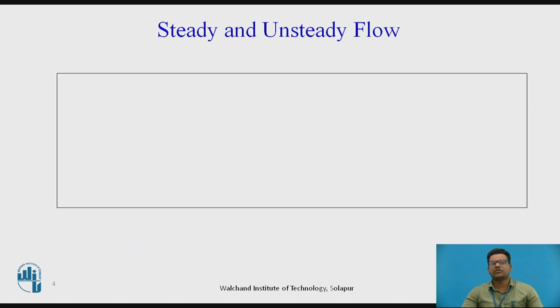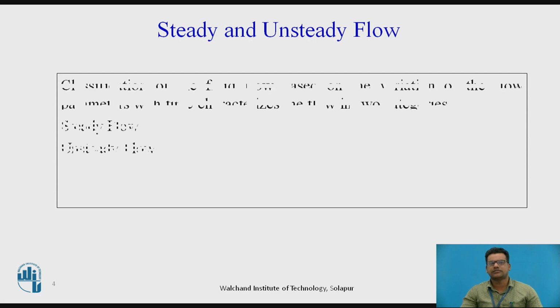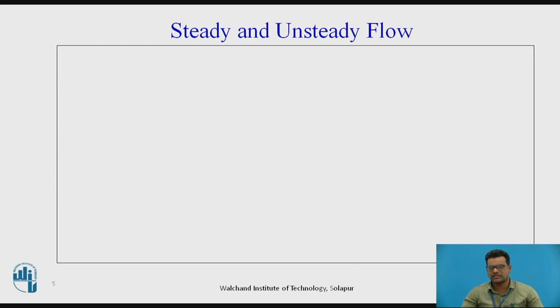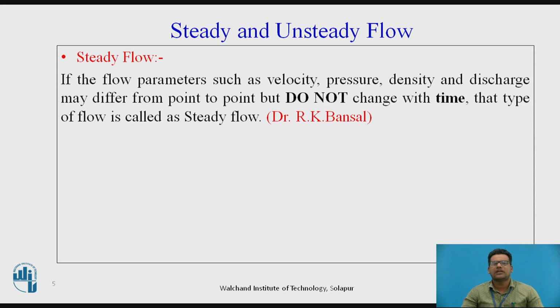First we will discuss what do you mean by steady and unsteady flow. The classification of the fluid flow based on the variation of flow parameters with time characterizes the flow in 2 categories, and the categories are the steady flow and unsteady flow. Let us discuss one by one. Now, what do you mean by steady flow? If the flow parameters such as velocity, pressure, density and discharge may differ from point to point but do not change with time, that type of flow is called as steady flow.